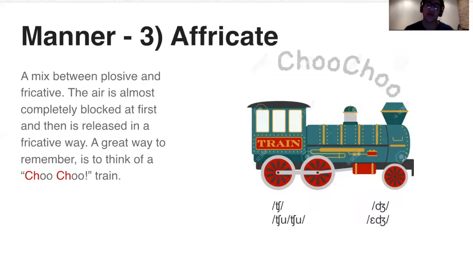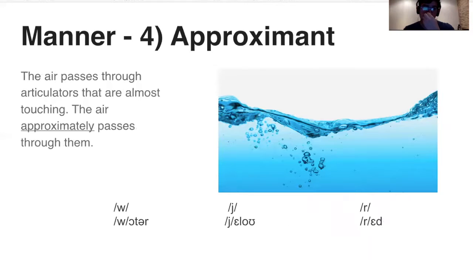Choo-choo, or edge, the j at the end, in the word edge, j, j, that is also an affricate sound. The fourth manner is the approximant, and it is called approximant because the air approximately passes through 2 different articulators or speech organs.